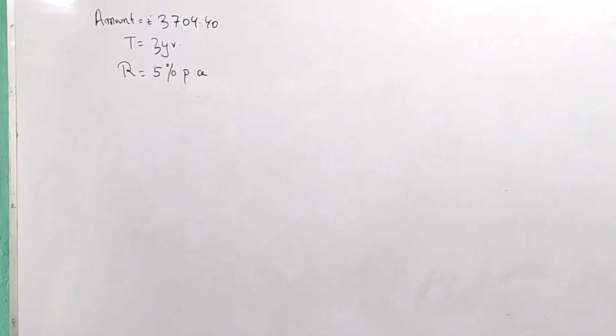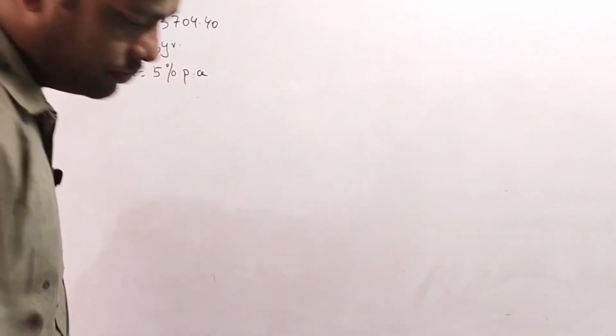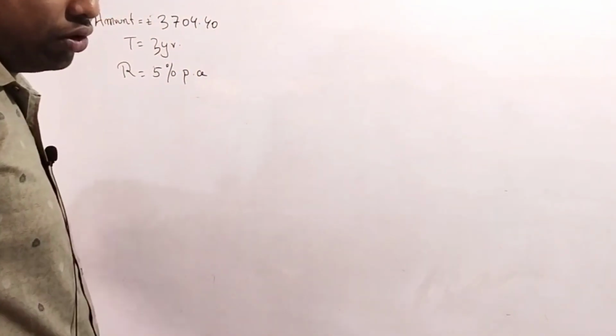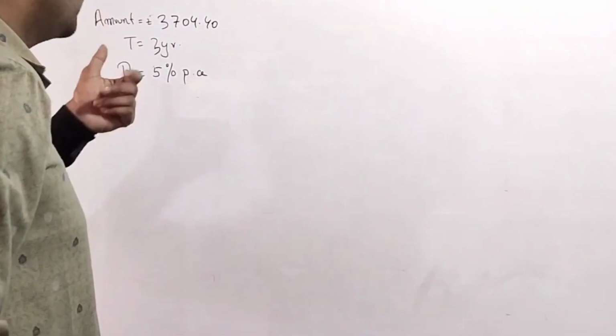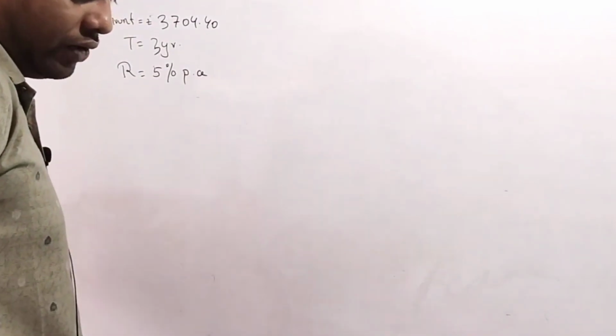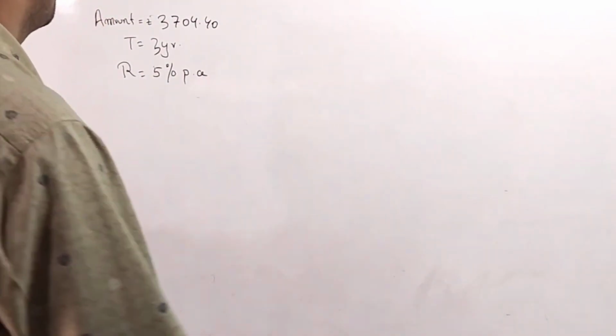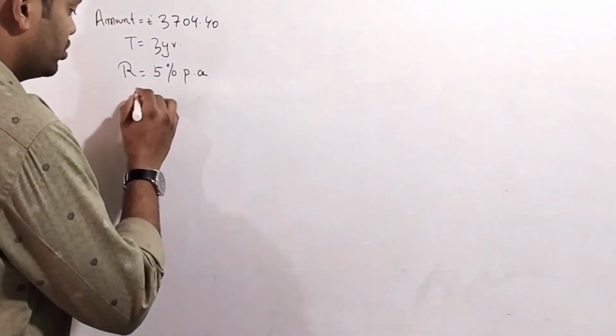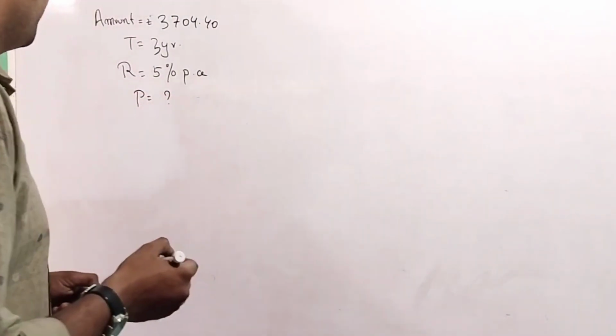Okay, this is the next question. They are saying, what sum of money will amount to 3704.40 in 3 years at 5% compound interest? Amount means this amount in 3 years, and we need to find the principal. What sum means, whenever they say sum, it's the principal you need to find out. Okay, 3 years there.